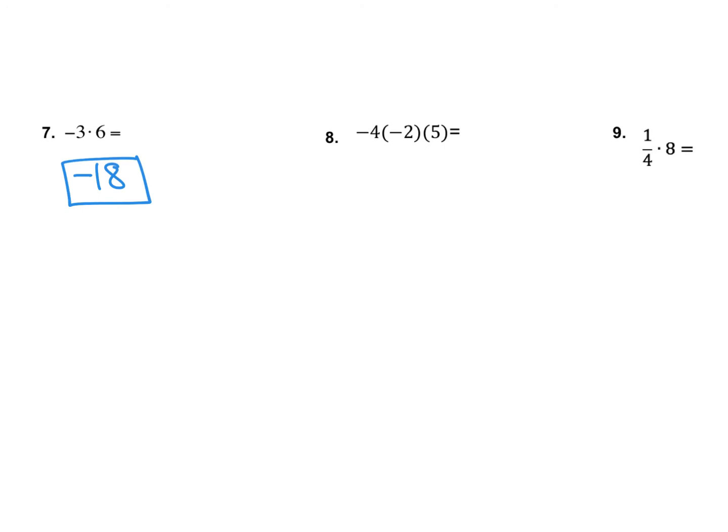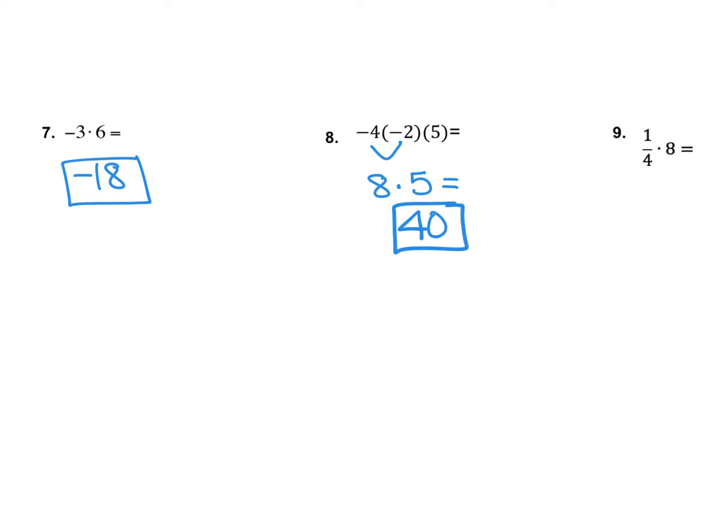Now for question number 8, I have a negative times a negative. That's going to give us a positive, so I would just start by doing negative times a negative as a positive, so I have 8, and then I'm going to multiply by 5. And 8 times 5, those have the same sign, so it's going to result in just positive 40.